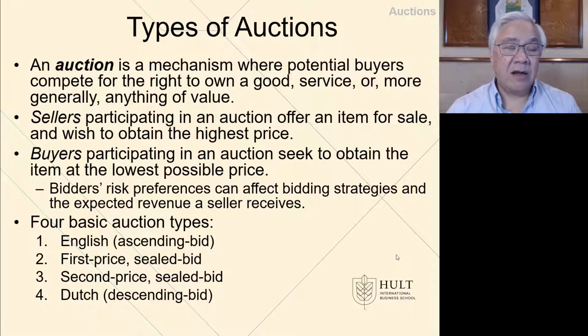What's important here are the bidder's risk preferences. We'll see how that would impact the behavior inside these auctions. There are 4 types of auctions we'll be looking at. The first is the English, which is ascending bid. There's the first price sealed bid. There's a second price sealed bid. And then there's a Dutch, which is descending process of bids. And we'll look at each one in turn.